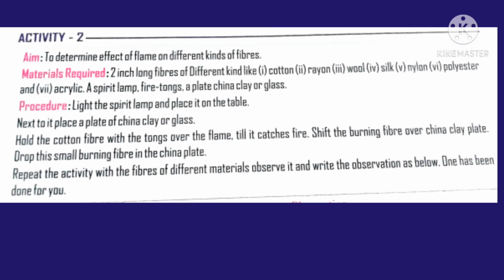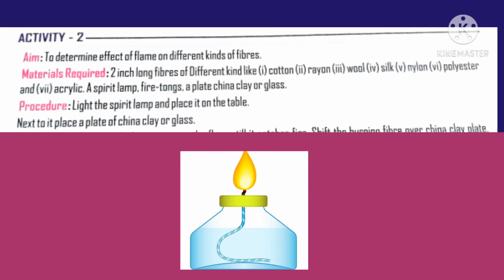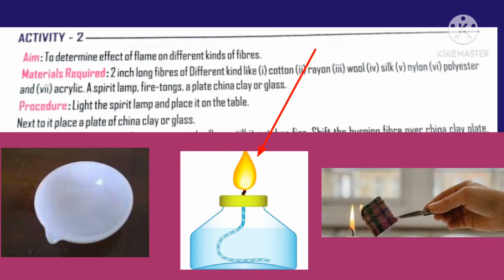Now we are going to discuss an activity that shows the effect of flame on different kinds of fibers. The materials required for the activity are cotton, rayon, wool, silk, nylon, polyester and acrylic fibers, and also a spirit lamp, fire tongs and a clay or china dish. Now light the spirit lamp and place it on the table. Hold a cotton fiber with the tongs and show it over the flame till it catches fire, and note down the observations.